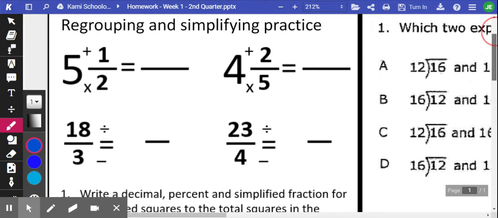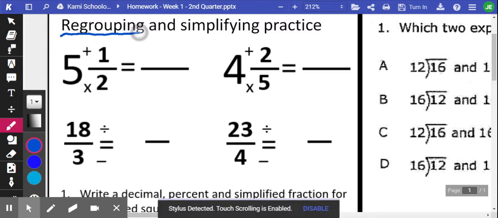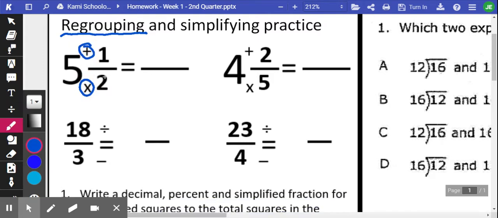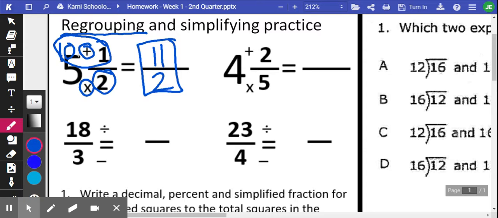So for the fractions, the first part, in order to regroup, we need to multiply and then we need to add. So we take the denominator times the whole number. 2 times 5 is 10. And then we add that 10 plus 1 is going to be 11. And that stays over the denominator of 2. So 5 and 1/2 is the same as 11 halves.